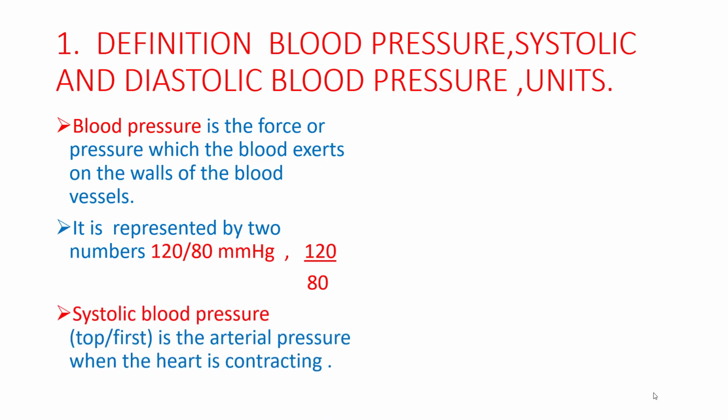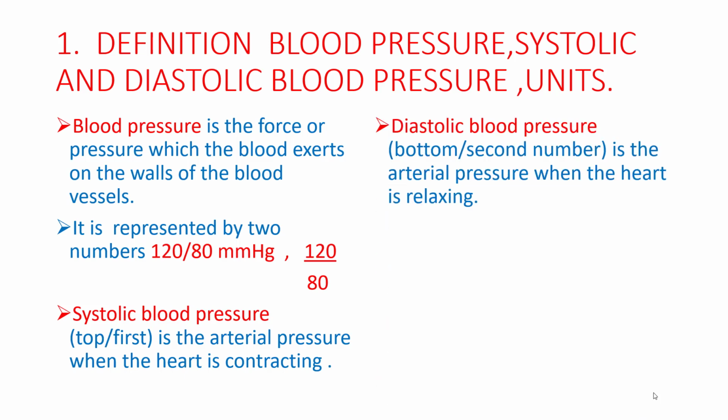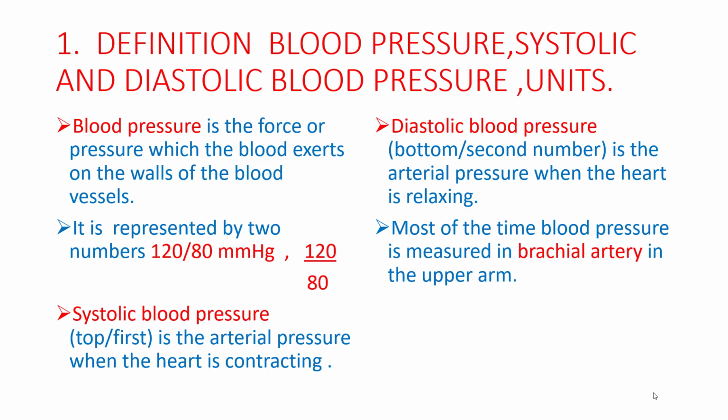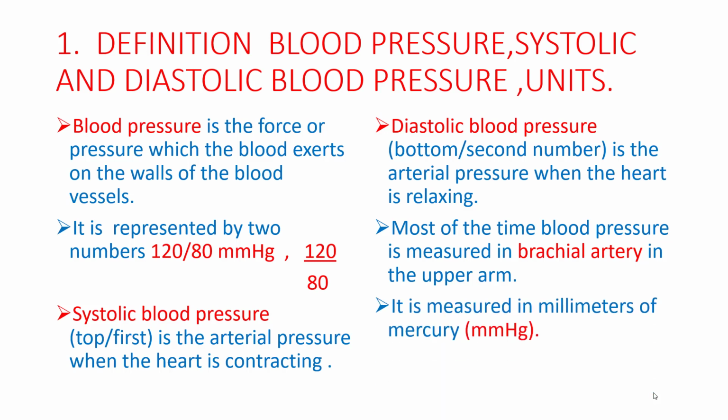And what are diastolic and systolic blood pressure? So systolic blood pressure is the arterial pressure when the heart is contracting, and diastolic blood pressure is the arterial pressure when the heart is relaxing. And most of the time, blood pressure is measured in brachial artery in the upper arm. And the units used in measuring blood pressure is millimeters of mercury.